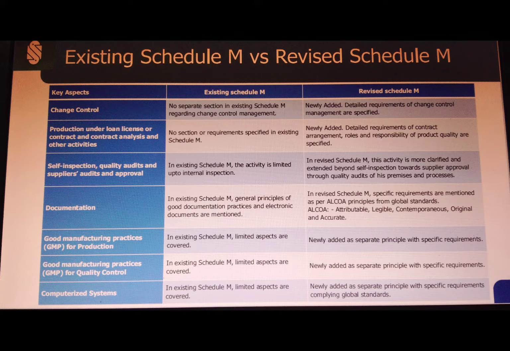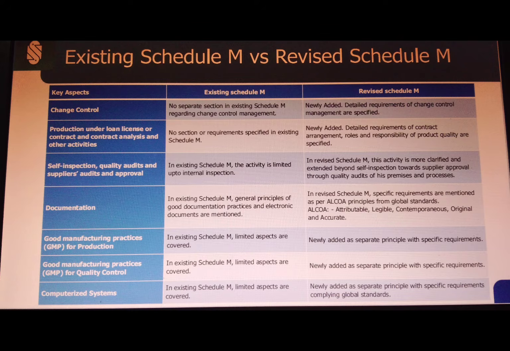Documentation. In existing Schedule M, general principle of good documentation practices, that is GDP and electronic documents are mentioned. On the other hand, in the revised Schedule M, specific requirements are mentioned as per ALCOA principle from global standard. ALCOA: attributable, legible, contemporaneous, original and accurate.